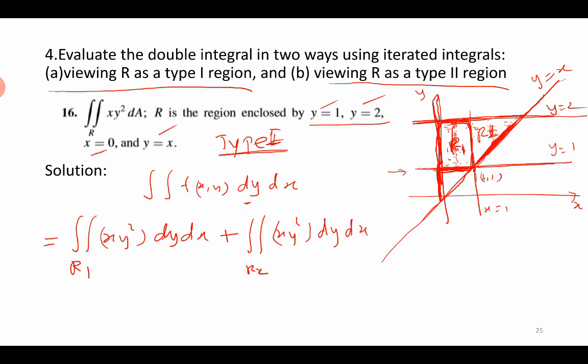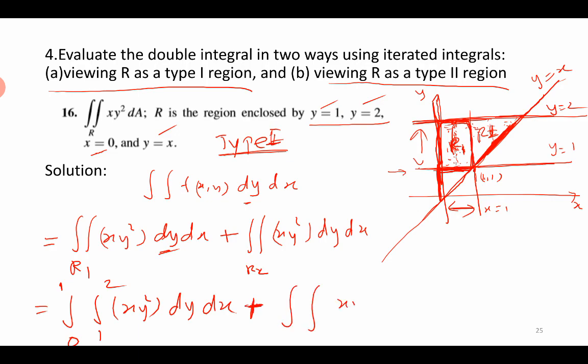The limits of x will be 0 to 1 in this direction, and the limits of y will be 1 to 2. So first we write the limits of y, which is 1 to 2, for x y square dy dx, and the limits of x are 0 to 1. All the limits are constant when the region is a rectangle, isn't it? So the first part of the integration is very easy.